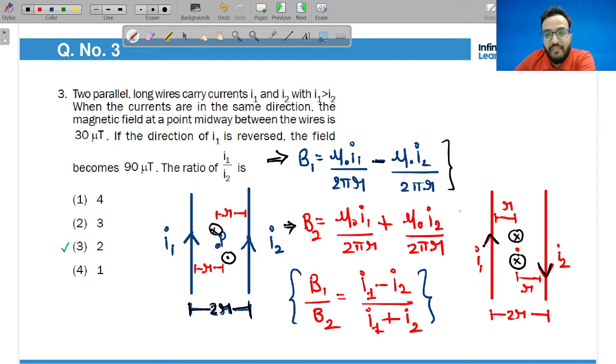So because of which they will add up. So in the next case, as you can see in the formula, mu naught I1 by 2 pi r plus mu naught I2 by 2 pi r. So we are going to add the magnetic fields due to both these wires. And if we take the ratio, then mu naught by 2 pi r will get cancelled and B1 by B2 will become I1 minus I2 upon I1 plus I2. Why am I doing I1 minus I2? Because they have already mentioned the fact that I1 is greater than I2.